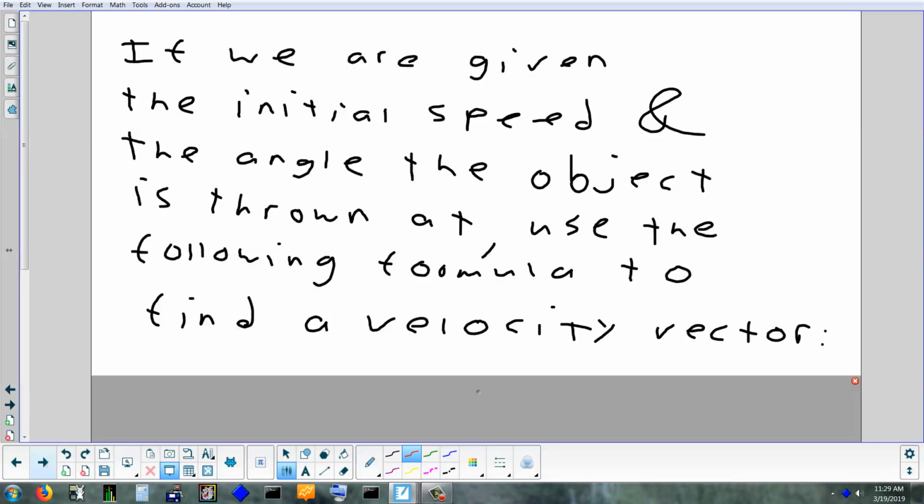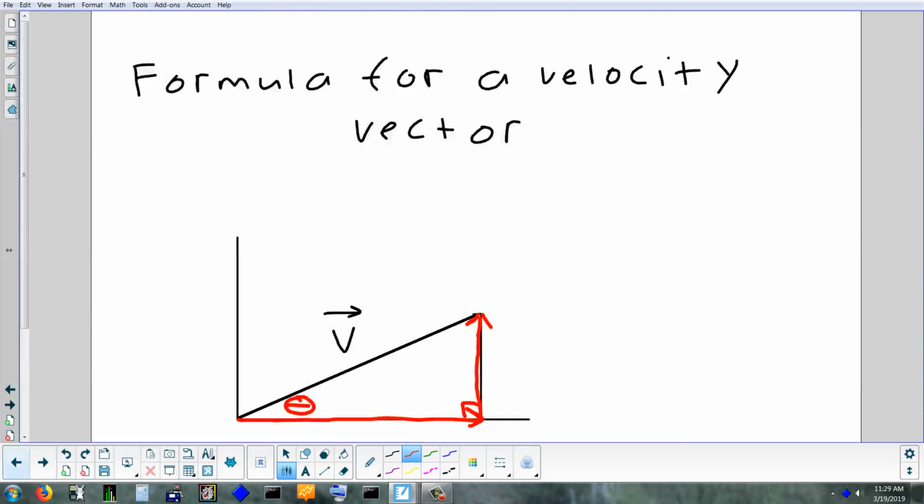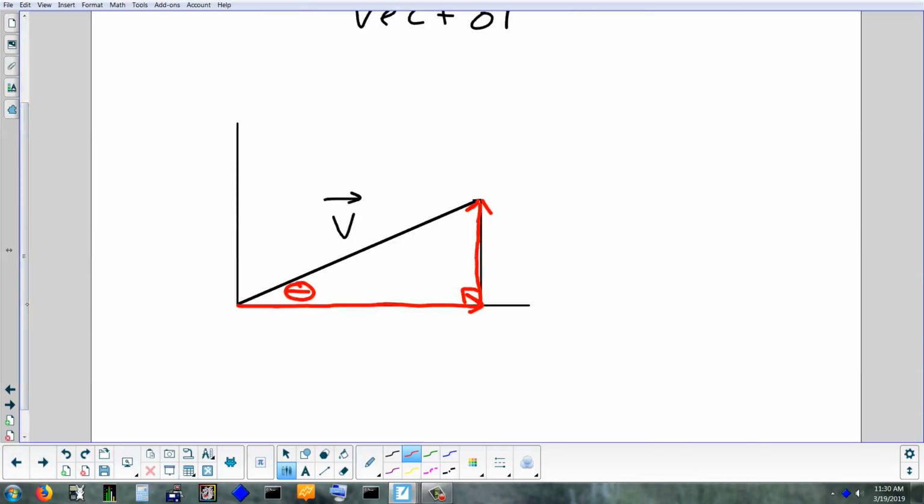All right, I want to make sure I use the same notation. In the formula, I used alpha. If you want to keep it as theta, that's fine. It doesn't really matter what you call it. But in the formula I'm going to write down, I called it alpha instead of theta.